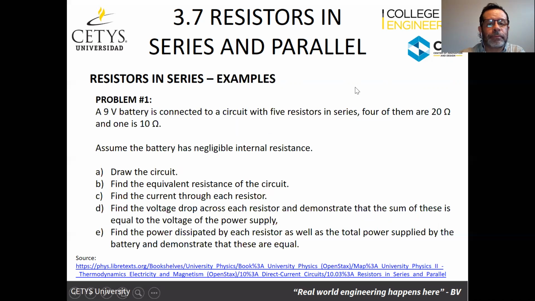Okay. Now let's look at a problem. Problem number 1: a 9-volt battery is connected to a circuit with 5 resistors in series. 4 of the resistors are 20 ohms and 1 is 10 ohms. And they're asking us to do a few things here. First off, to draw the circuit.